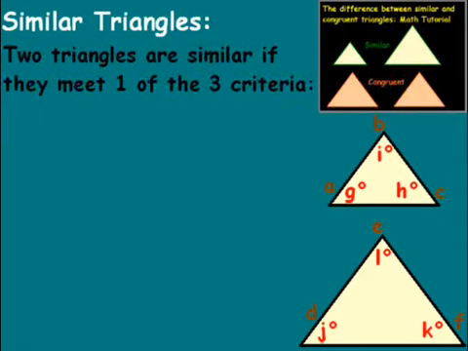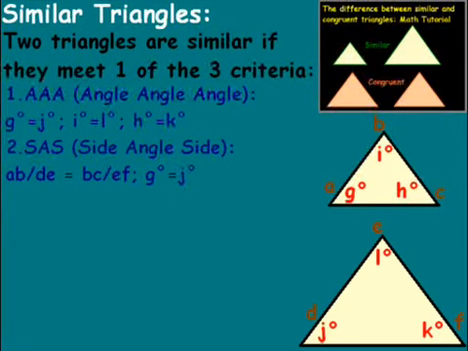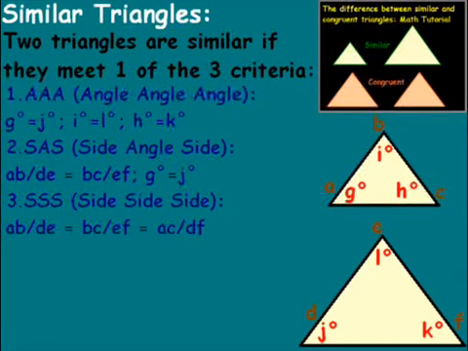Now they have to meet one of the three following criteria. First off, angle, angle, angle, known as AAA. The second criteria is SAS, or side angle side. And the third criteria is SSS, or side, side, side. Now we're going to walk through each one of these in a little bit more detail here.